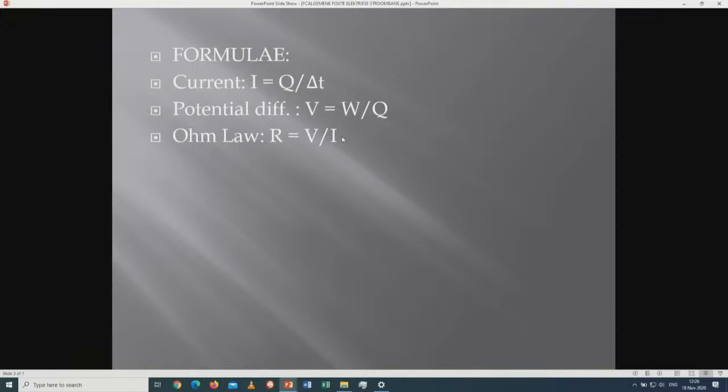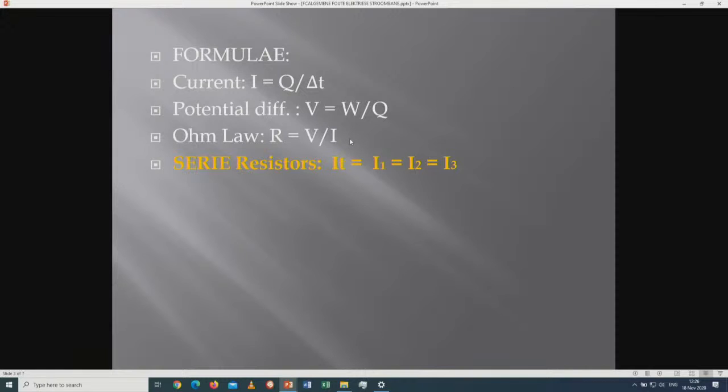derived from Ohm's law, the relationship between V and I gives you a good indication of the resistance that a resistor is giving to current that's trying to flow through it. So this is the formula derived from Ohm's law: the resistance is equal to V, the potential difference, divided by the current through the conductor.